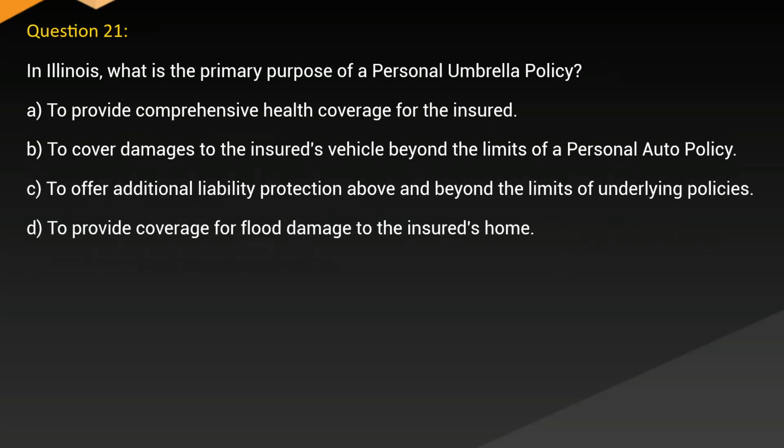Question 21. In Illinois, what is the primary purpose of a personal umbrella policy? A. To provide comprehensive health coverage for the insured. B. To cover damages to the insured's vehicle beyond the limits of a personal auto policy. C. To offer additional liability protection above and beyond the limits of underlying policies. D. To provide coverage for flood damage to the insured's home.